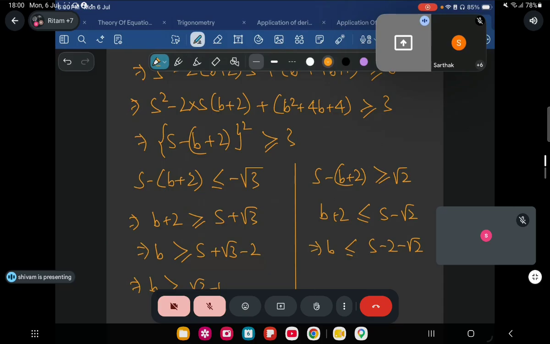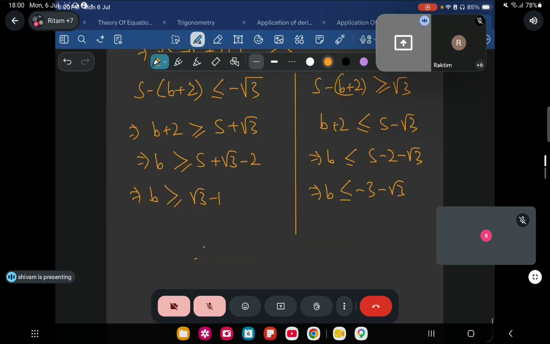That means b should be less than or equal to the least value of the right hand side. Tell me everyone, what's the least value of the right hand side? Minus 3 minus root 2. Actually, this should be root 3. Minus 3 minus root 3, right? This implies b should be less than or equal to minus 3 minus root 3.